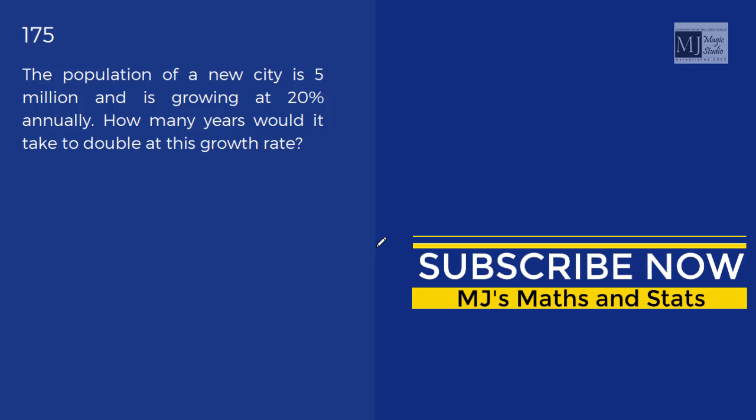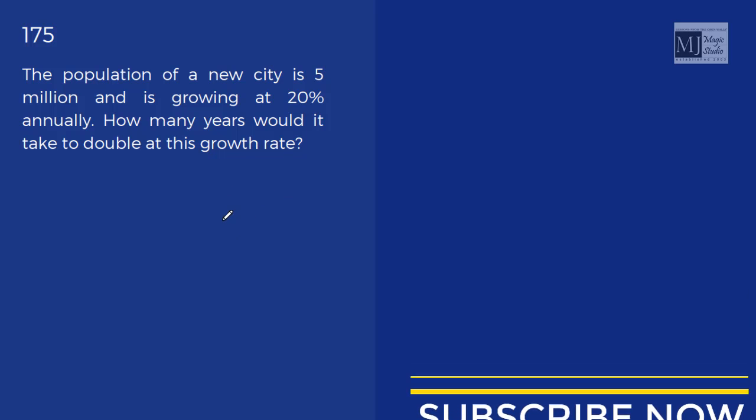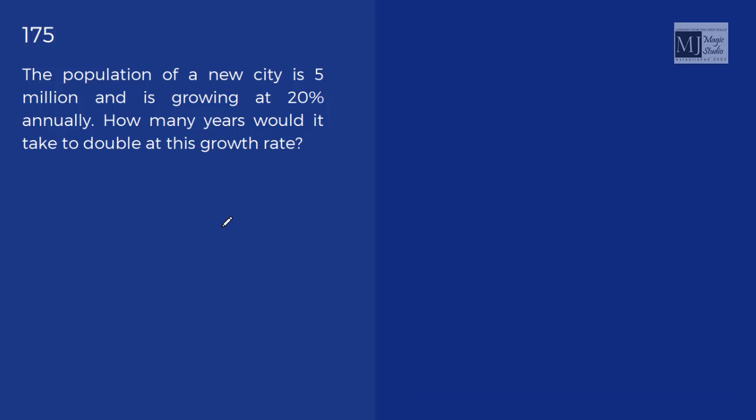You should know the concept of growth rate first of all. The population of a new city is 5 million and is growing at 20% annually. How many years would it take to double at this growing rate?